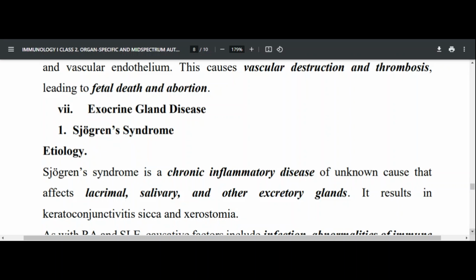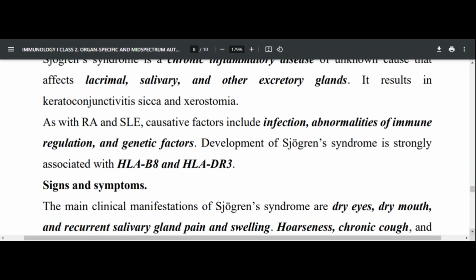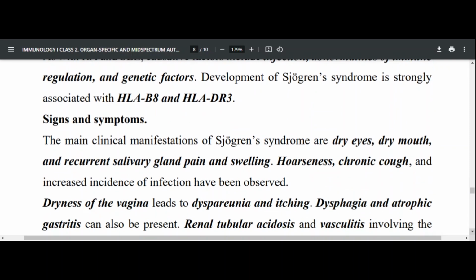It results in keratoconjunctivitis sicca and also xerostomia in patients. As with rheumatoid arthritis and systemic lupus, causative factors include infection, abnormality of regulation, and genetic factors. The signs and symptoms of Sjogren syndrome start with the eyes, with dry eye, dry mouth, recurrent salivary gland pain and swelling, and even hoarseness of voice, chronic cough, and an increased incidence of infection in these patients.